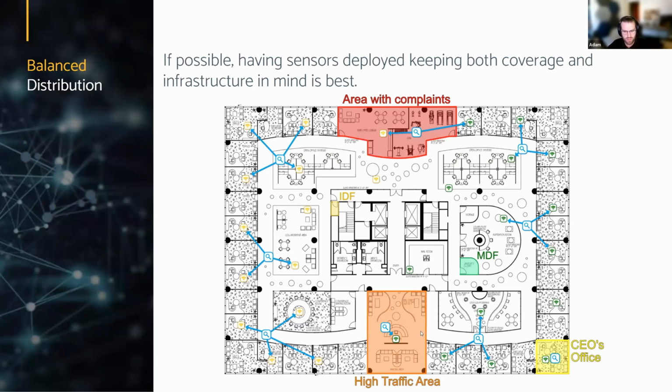But there's also these key areas that I've called out. Our CEO, well, they're the CEO. CEOs get what they want, and so they have an AP in their office just to make sure everything is working for them. When they notice any little blip, we can do the root cause analysis to see what's going on there. Definitely not an optimal placement for the sensor, but sometimes it's necessary.